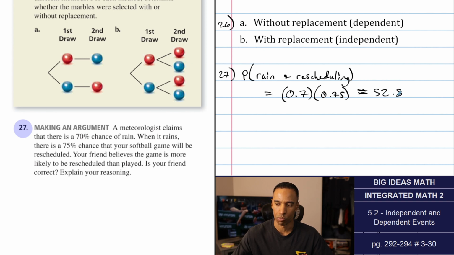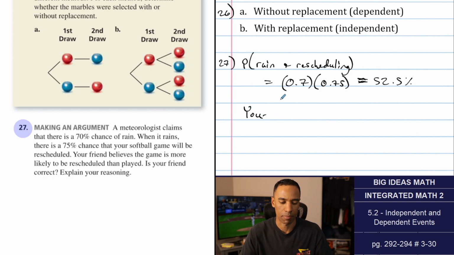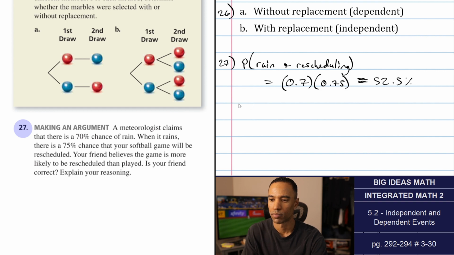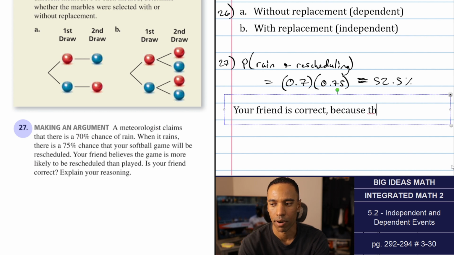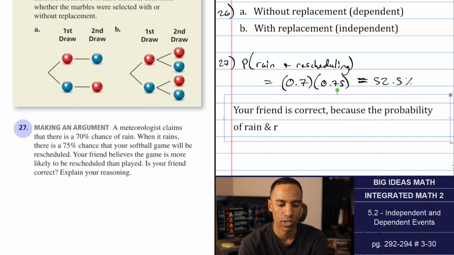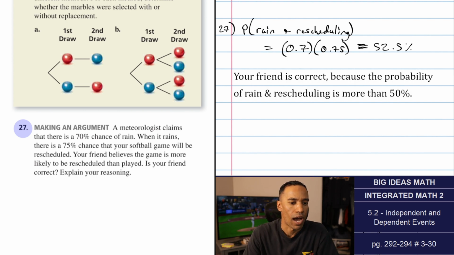It's exactly 52.5%. Your friend believes the game is more likely to be rescheduled than played. That is true. As long as it's more than 50%, your friend is correct. Let me type this. Your friend is correct, because the probability of rain and rescheduling is more than 50%. So the reason I calculated that would be just the way that the conditional probability works. So yes, because it's more than that. Number 28.